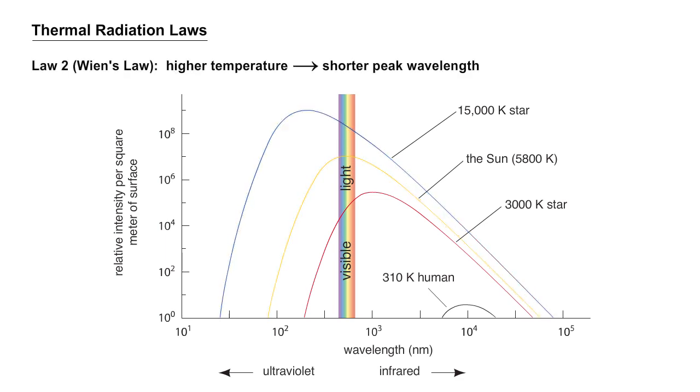We see the second law from the fact that the spectra of higher temperature objects peak at shorter wavelengths. For example, the 15,000 Kelvin star peaks in the ultraviolet, the sun peaks in visible light, and the 3,000 Kelvin star peaks in the near infrared. A person emits only infrared light, which is why we don't visibly glow in the dark, but can see ourselves in the dark with infrared cameras.